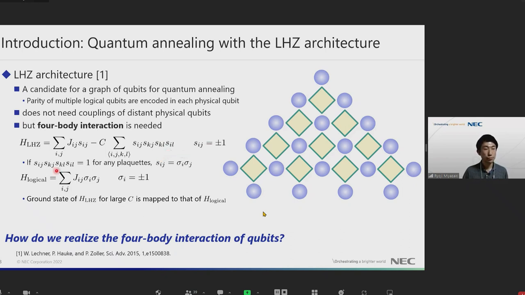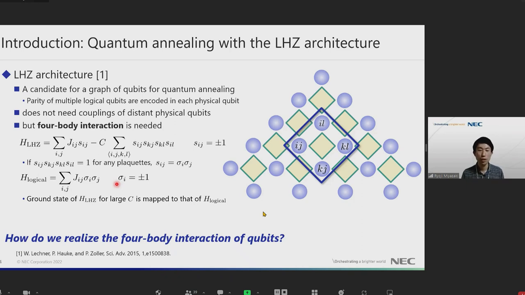And if the product of the four spins S is equal to 1 for any bracket, like the four spins in the square, S is mapped to the product of logical spins sigma. At low temperature for large C, this condition, the product of four spins equal to one, is satisfied. So the ground state of the LHZ Hamiltonian for large C is mapped to that of the logical Hamiltonian. So this is a great theoretical idea. But what about physical implementation?